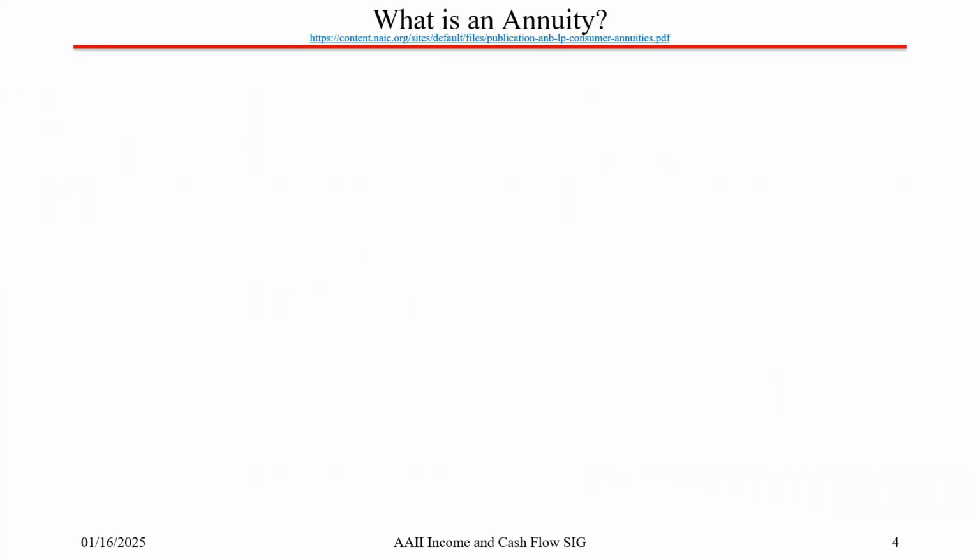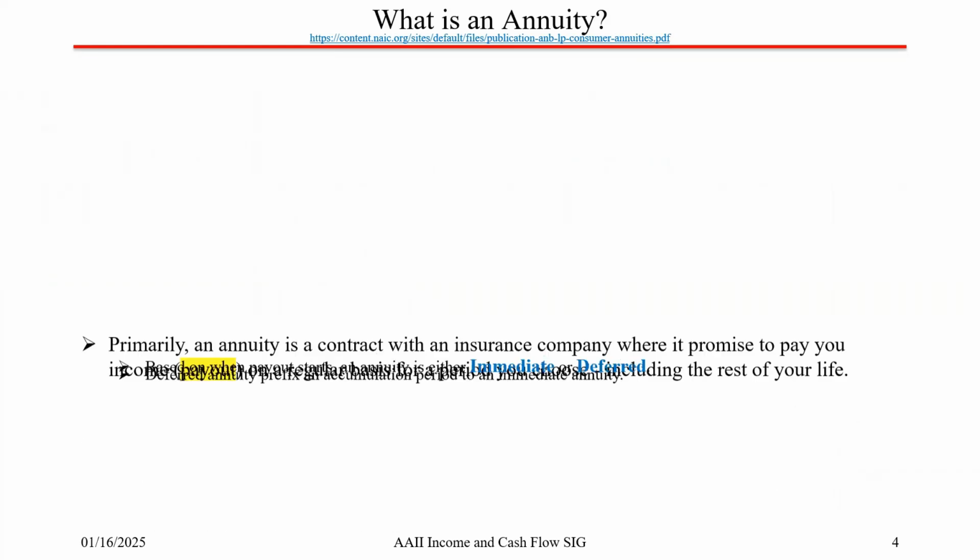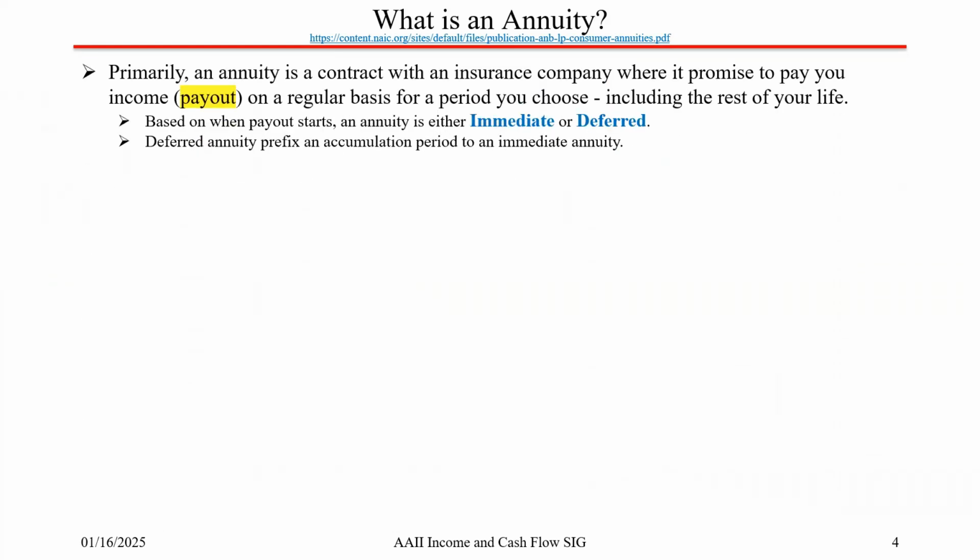So what is an annuity? Primarily, an annuity is a contract with an insurance company, where the insurance company promises to pay you income, which is called payout, on a regular basis for a period of time that you choose. It can be short, it can be long, it can even be the rest of your life.